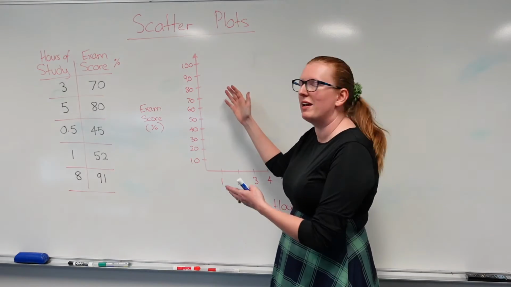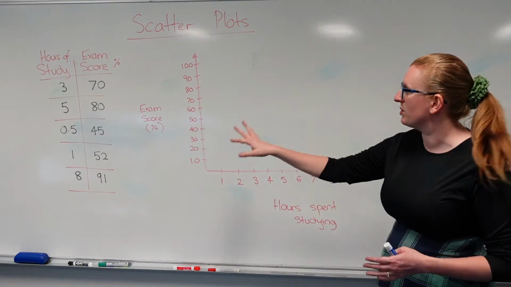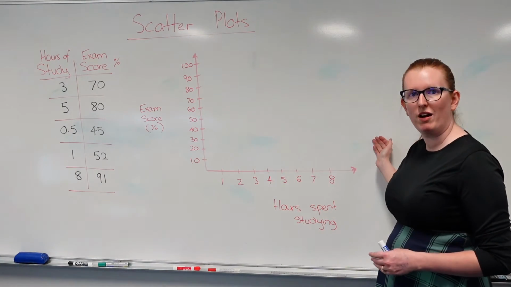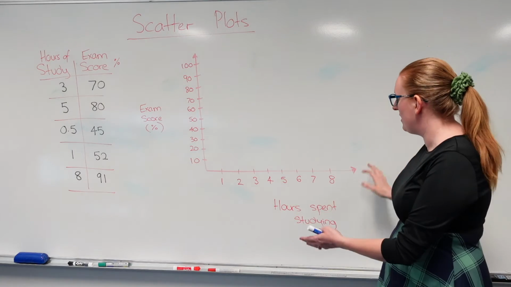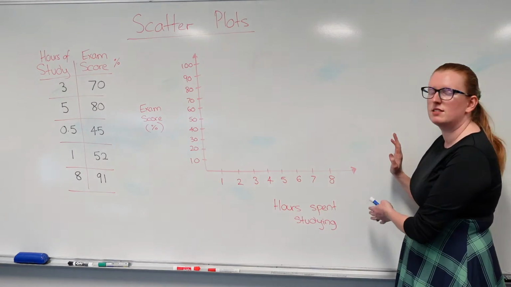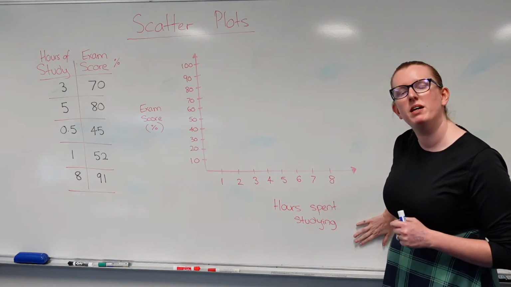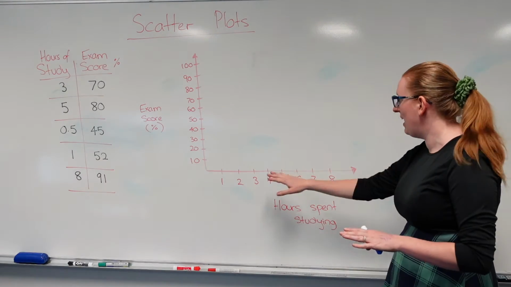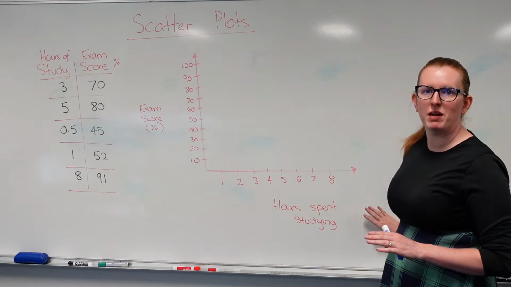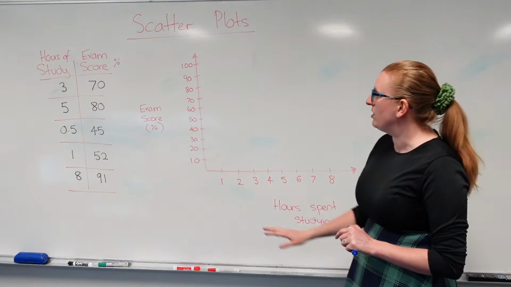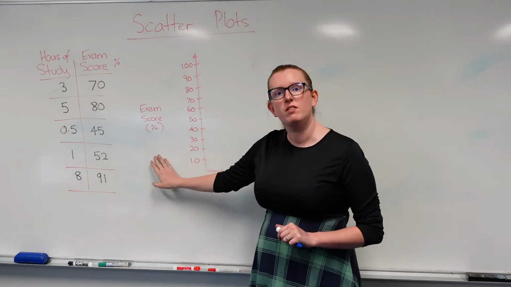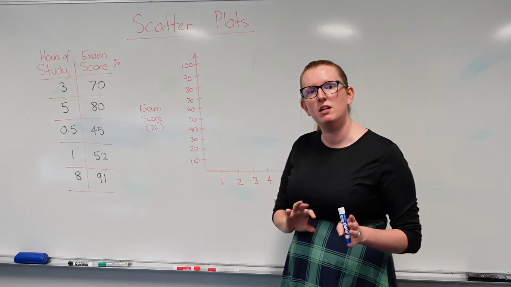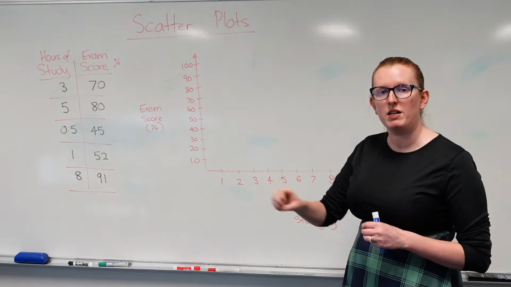Okay, so now I want to plot these scores onto a graph. Now you'll notice that when graphing with bivariate data, the independent variable always goes on the bottom, no matter what. So your x-axis is always your independent variable, and your y-axis is your dependent variable. So remember, independent being the one that doesn't change based on the other one.